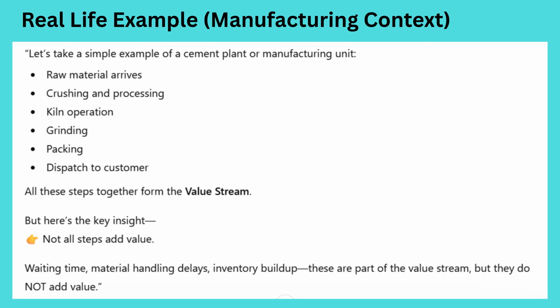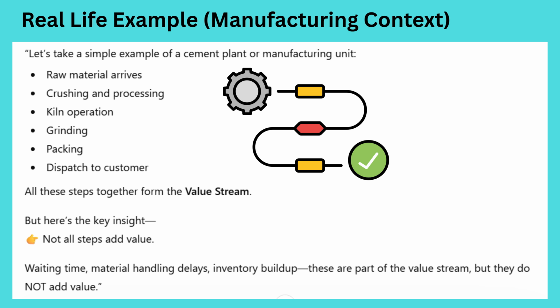Let's understand this with a real life manufacturing example. Consider a typical process in a cement or manufacturing plant. Raw material arrives, then it goes through crushing and processing, followed by kiln operations, grinding, packing, and finally dispatch to the customer. All these steps together form the value stream.